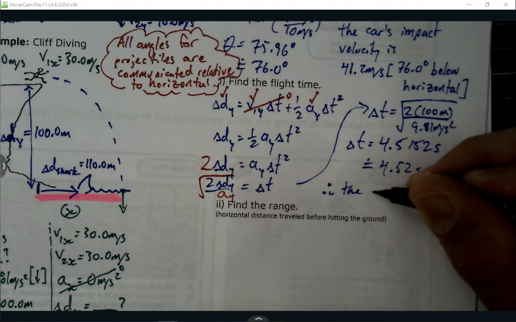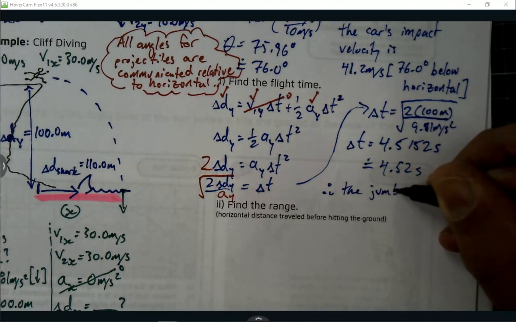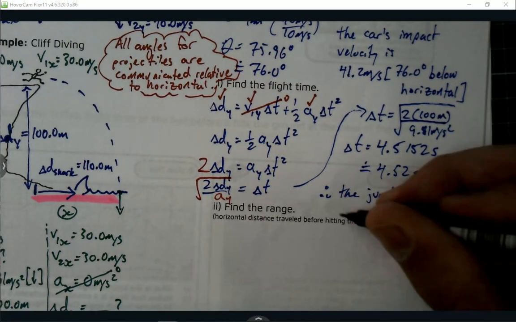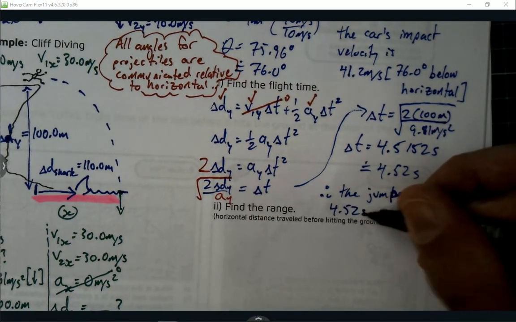And I could have it therefore, the jumper takes 4.52 seconds to fall.